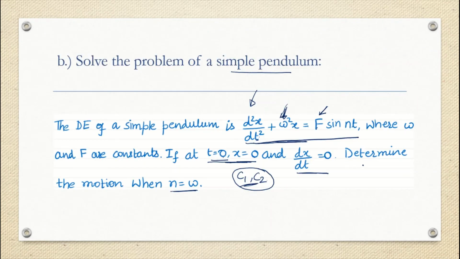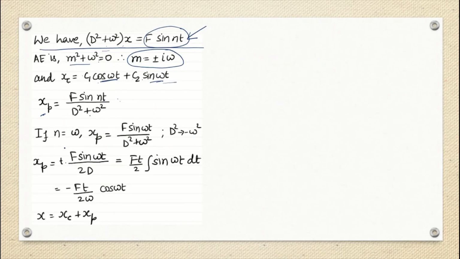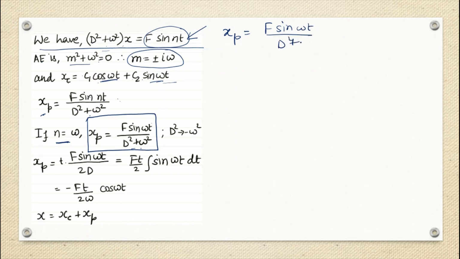They are asking us to determine the motion when n equals omega. So we have to write n as omega. Where is n? In sine nt. So we are going to write n as omega, right? So here we are writing f sine omega t by d square plus omega square. Now, this is my PI, correct? So to start solving PI, I'm just writing down here: PI is f sine omega t divided by d square plus omega square.